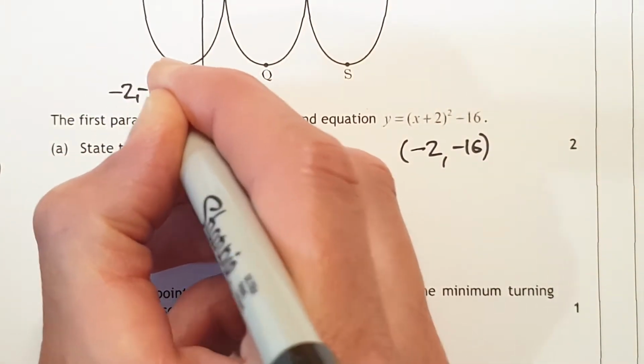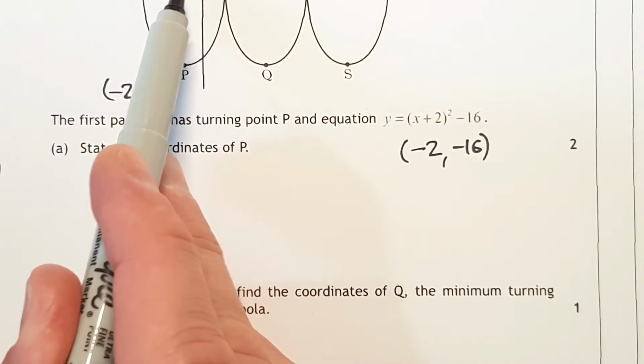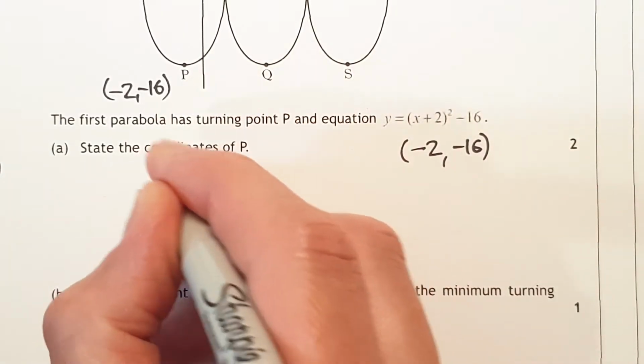Just by looking at it, you can tell the coordinate has to have a negative x and negative y, because it's left of the origin and below the x-axis. So that's your coordinates of P.